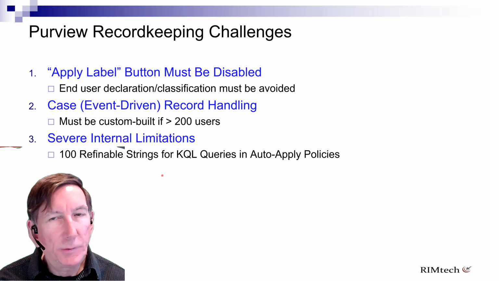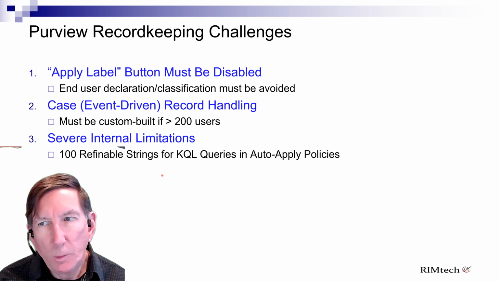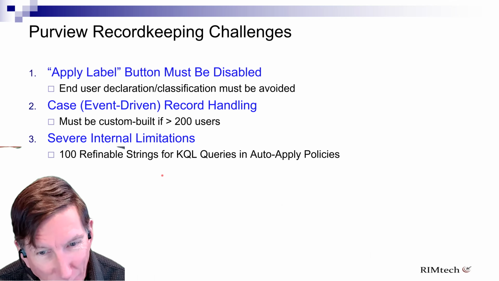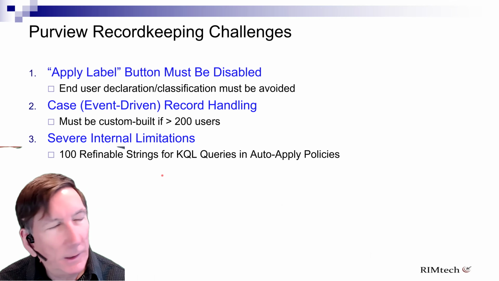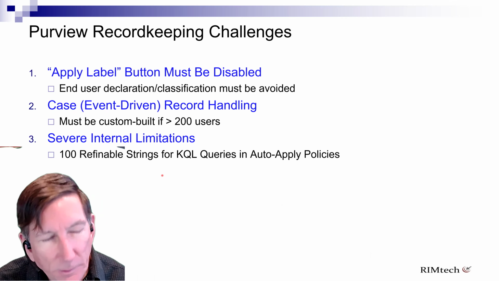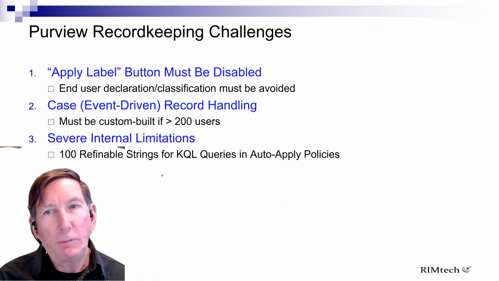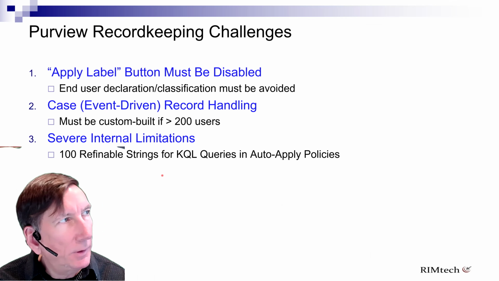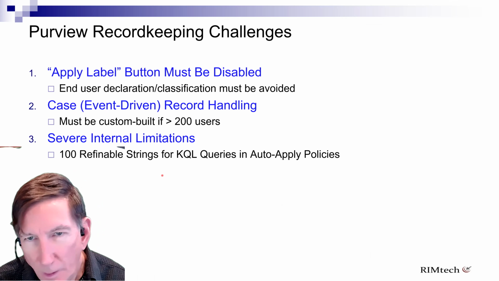And why? It's because there's a severe internal limitation of 100 refinable strings allowable in KQL queries and auto-apply policies. Now, if you didn't understand that sentence, you don't understand Microsoft Purview. But that's how you do a case, that's how you assign a retention rule in Purview. You use an auto-apply policy, which contains a KQL, keyword query language, query, which in turn contains a refinable string, and you only have 100. That means that by the time you've entered auto-apply policies for your first 100 categories, you're out of business. It runs out of steam.